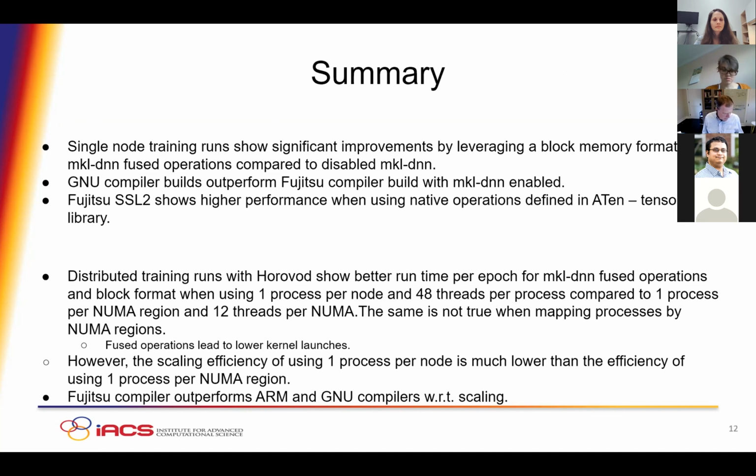And to sum up, single node training runs showed significant improvements with using oneDNN. The GNU compiler outperforms the Fujitsu compiler, but Fujitsu's BLAS library has a major advantage over the other BLAS libraries. Distributed training runs have a better throughput when using one process per node because fused operations lead to fewer kernel launches. However, the communication bottleneck still needs to be addressed because the throughput reduces as you go higher. The Fujitsu compiler outperforms ARM and the GNU compilers with respect to scaling.